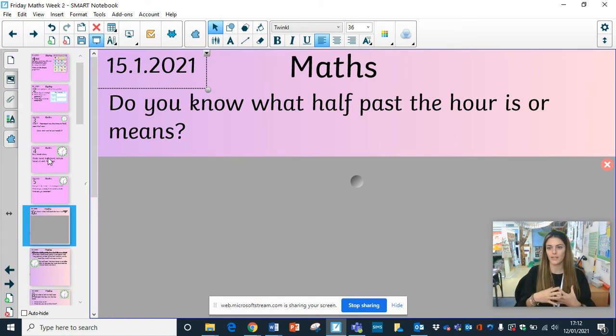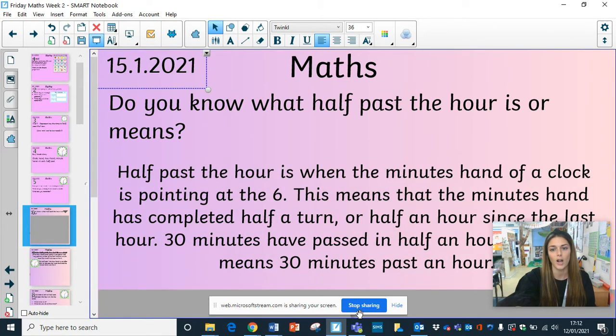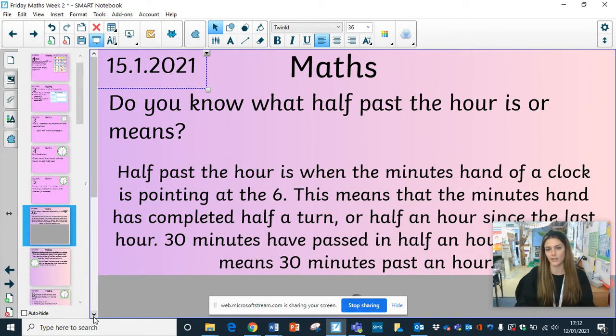It's just a bit of a recap from yesterday's learning to support you with remembering. Half past the hour is when the minute hand of a clock is pointing at the 6. This means that the minute hand has completed half a turn, or half an hour since the last hour. So 30 minutes have passed. We spoke about a circle having a whole turn. With a clock, when it goes from the 12 to the 6, that is a half turn. So it's half past the hour, or 30 minutes, because there are 60 minutes in an hour.